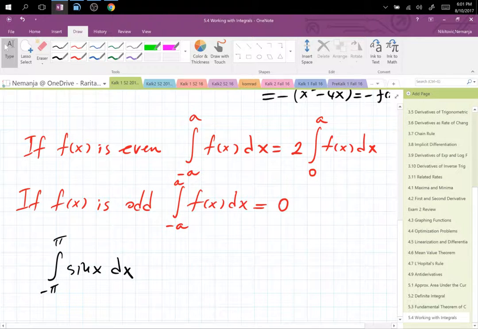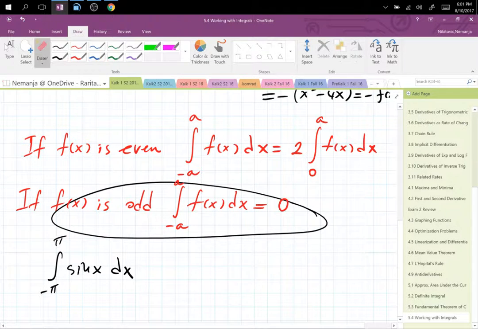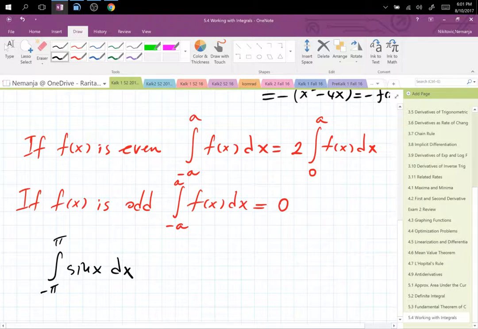It's odd. Now you have to memorize that from pre-calc 2. So sine is an odd function. An odd function on a symmetric interval gives us 0.